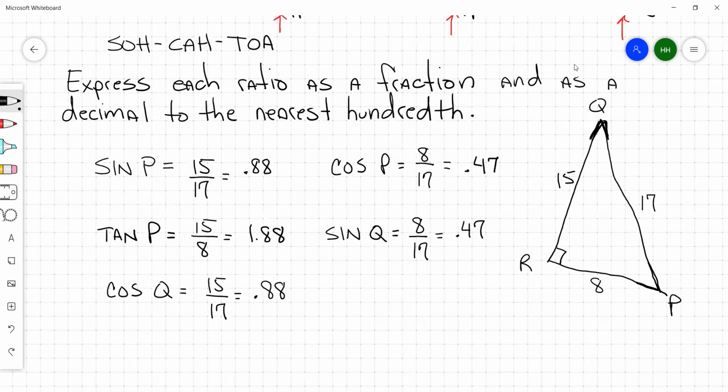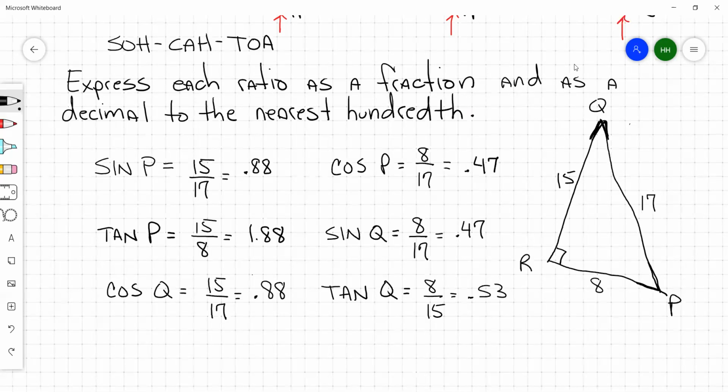Tangent of Q. Tangent equals the opposite side over the adjacent side. Opposite of Q is the 8. Adjacent to the Q is the 15. And 8 over 15, 0.53. Now, those are the sine, cosine, and tangent ratios for angle P and for angle Q in this right triangle.